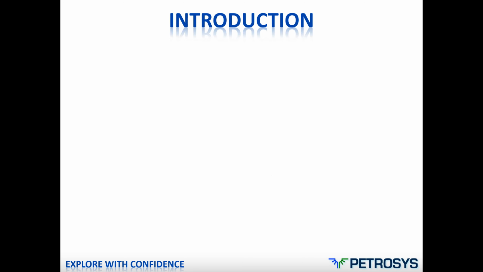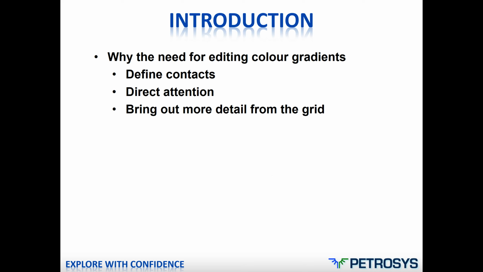So an introduction. Why do we need to change our color gradients? It's a great way to define gas, oil, water contacts, and we can also use it to direct attention to a specific part of our grid that we want our audience to focus on. And we can also use it to bring out more detail from the grid as well, so we can focus on a certain area of the grid and bring out the detail in that grid and direct the audience attention to that part of the grid.